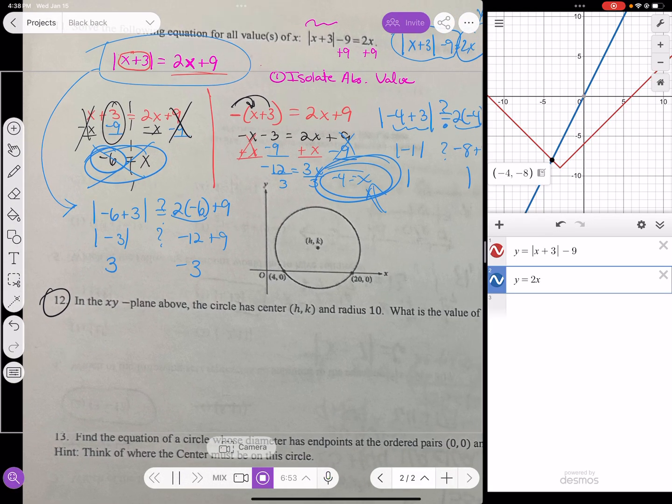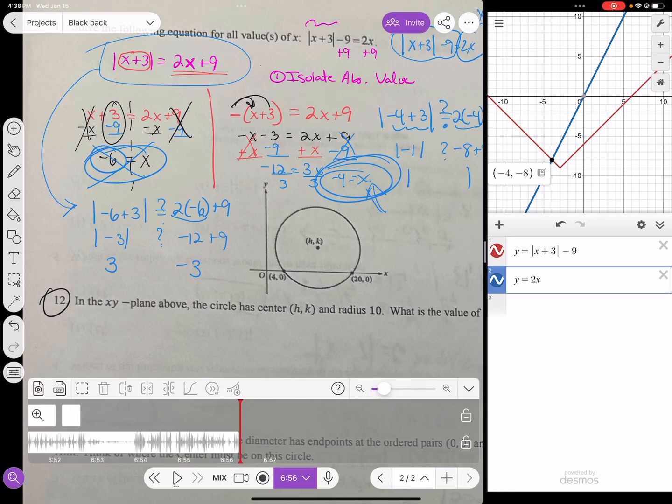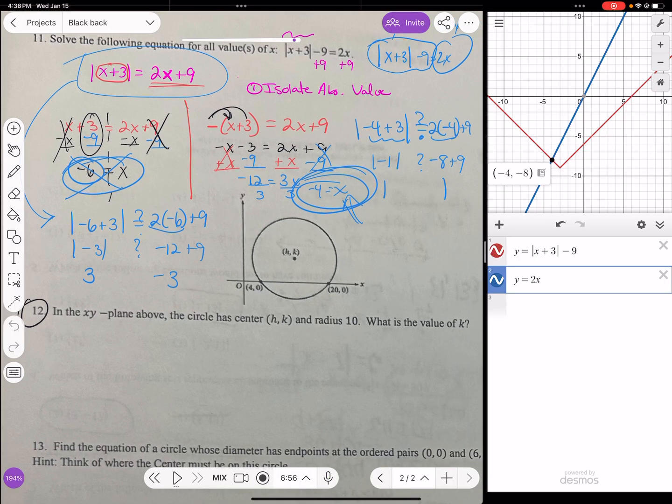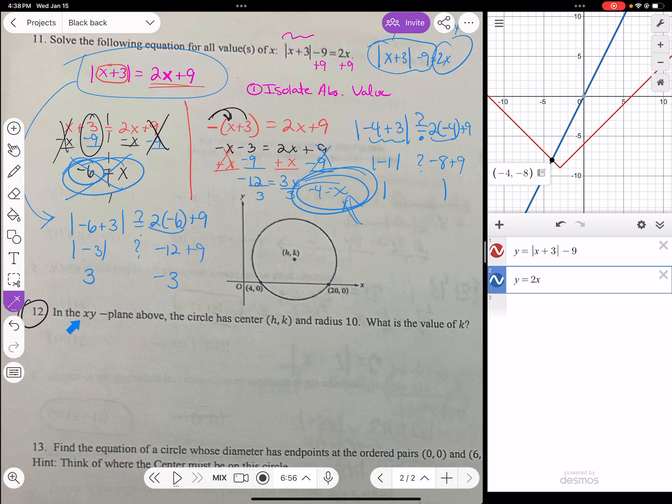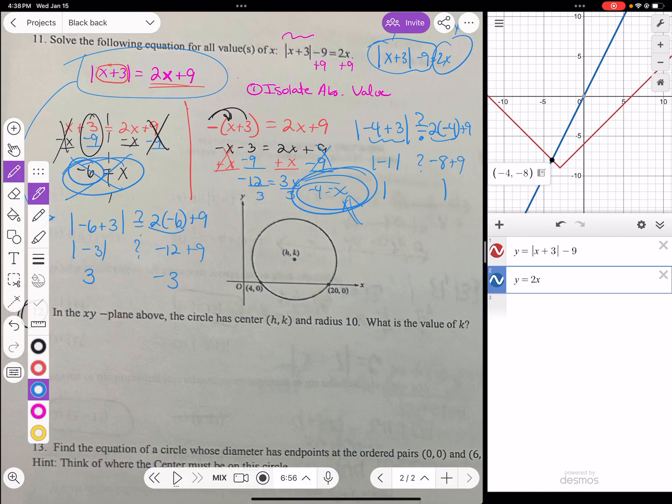In the XY plane above, I'm on number 12 here now. Seems like I've been recording twice on this machine. In the XY plane above, the circle has center at (h, k). Boom, there it is. And a radius of 10. Awesome. So I know this is 10 units right there. What is the value of k?